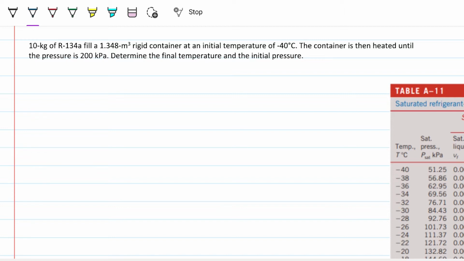these substances. The problem statement reads, 10 kilograms of R134a fill a 1.348 meters cubed rigid container at an initial temperature of minus 40 degrees Celsius. The container is then heated until the pressure is 200 kilopascals. Determine the final temperature and the initial pressure.